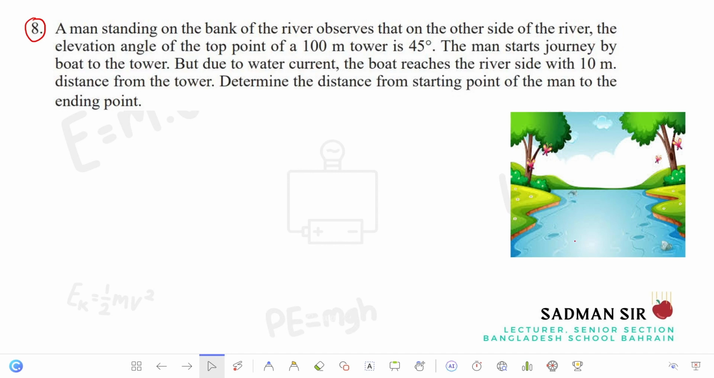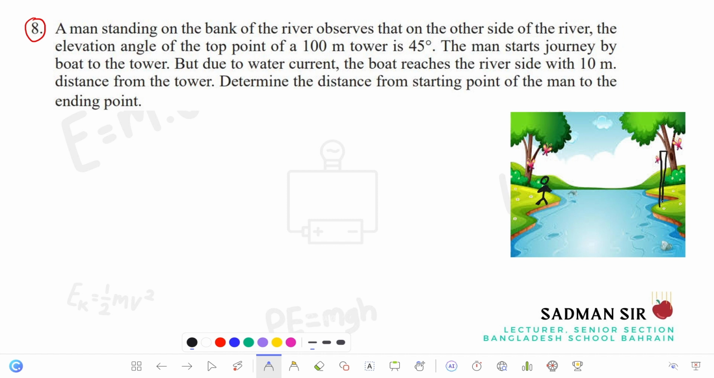So in the picture, you can see that there is a river and there are two banks of the river. On one bank of the river, a man is standing. So let us say there is a man standing here. I'm not very good at drawing, but we can assume that this is a man standing on the bank of a river, right? He observes on the other side of the river the elevation angle of the top point of a 100-meter tower. Okay, so exactly opposite to him, there is a 100-meter tower.